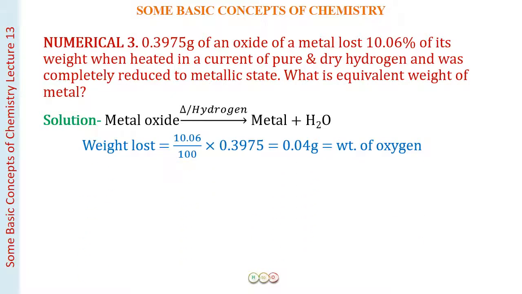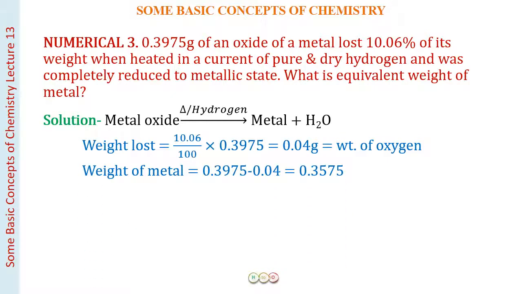So we have the metal oxide, which on heating in presence of hydrogen gets converted into metal plus water, right? So what is the weight lost by this metal oxide? That is 10% of 0.3975. This comes up to 0.04 gram. And what is the loss here from being converted from the metal oxide to metal? So this is basically the weight of oxygen.